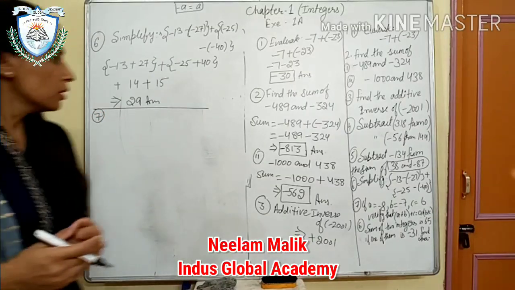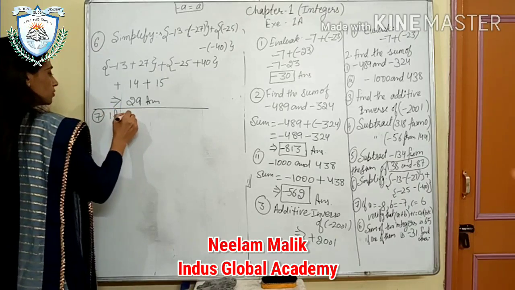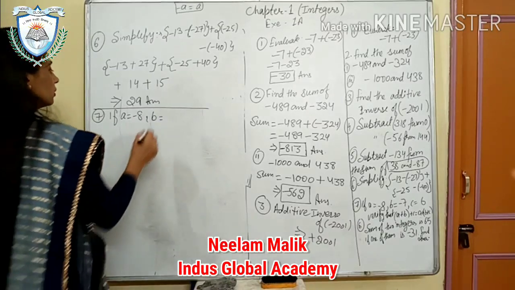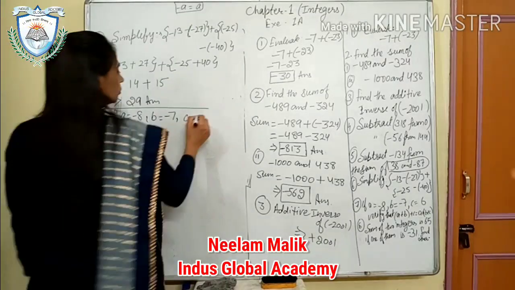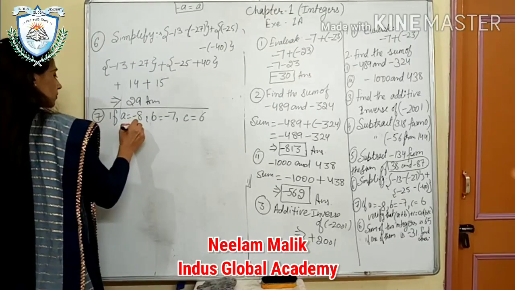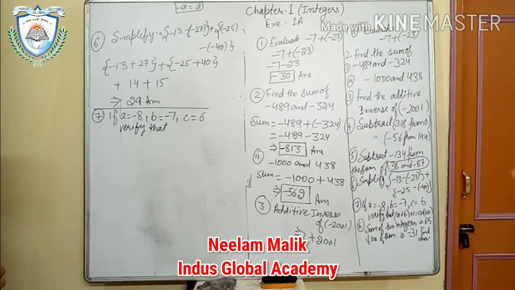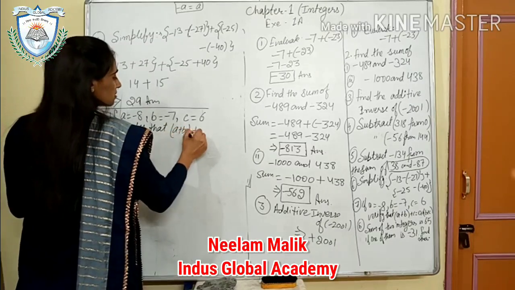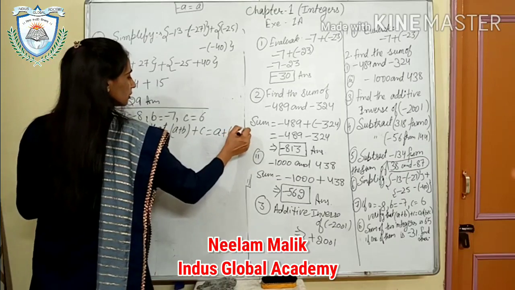If A is equal to minus 8, B is equal to minus 7, and C is also given, C is equal to 6. So verify that A plus B plus C is equal to A plus bracket start B plus C.